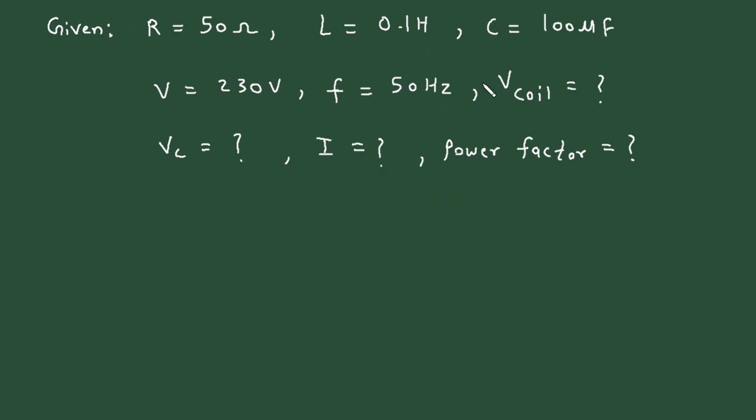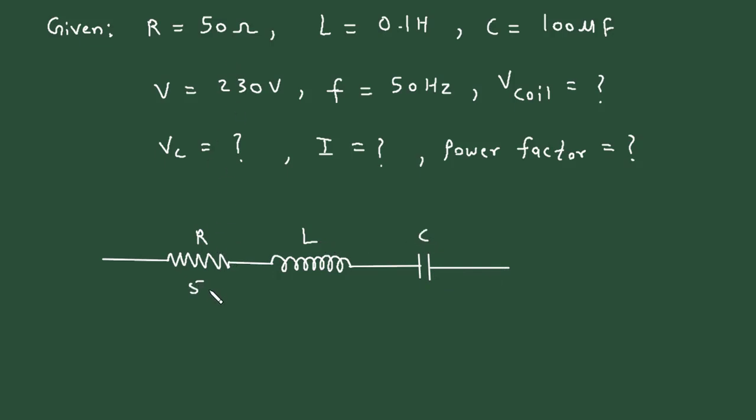So first of all, let's draw the circuit diagram. Coil is the combination of resistance and inductance. So this is resistance and this is inductance, and this is capacitor. This is R, this is L, and this is C. So resistance value is 50 ohm, inductance value is 0.1 Henry, capacitance value is 100 microfarad.